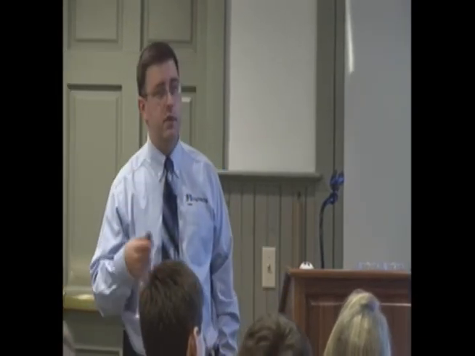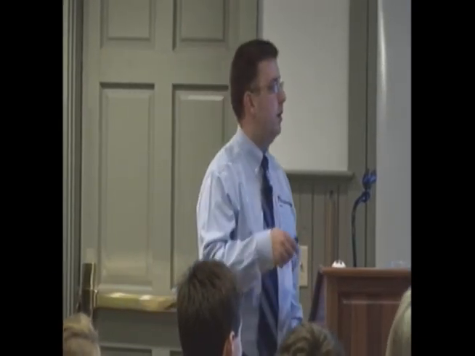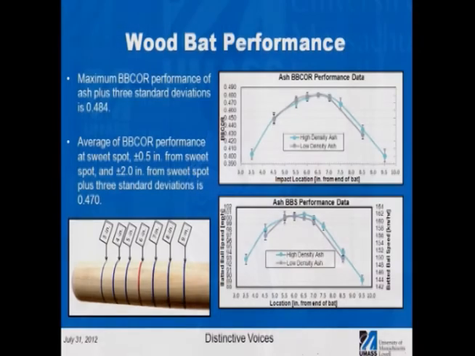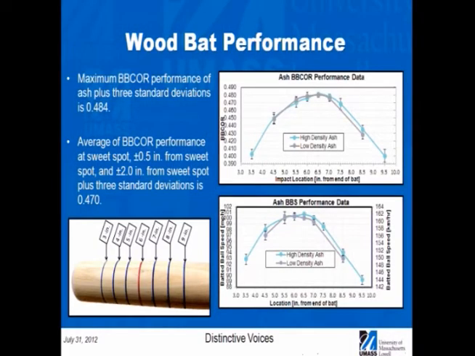As part of the process of looking at baseball bats for those studies, we did actually look at some bat performance, and I just wanted to highlight two aspects here. This property is called BBCOR. I'll go into that a little bit later, but it's basically a performance metric.